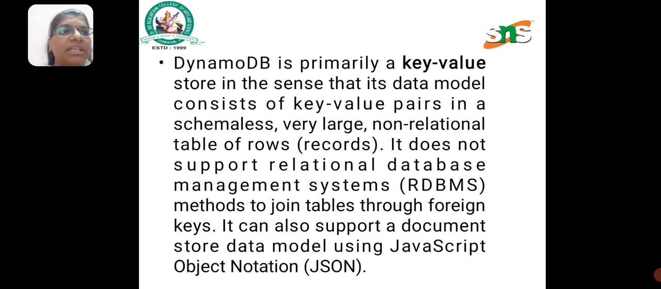DynamoDB is primarily a key value store in the sense that its data model consists of key value pairs in the schemaless, very large, non-relational table of rows or records. It does not support relational database management system, that is called RDBMS, methods to join tables through foreign keys. It can also support a document store data model using JavaScript object notation, that is called JSON.